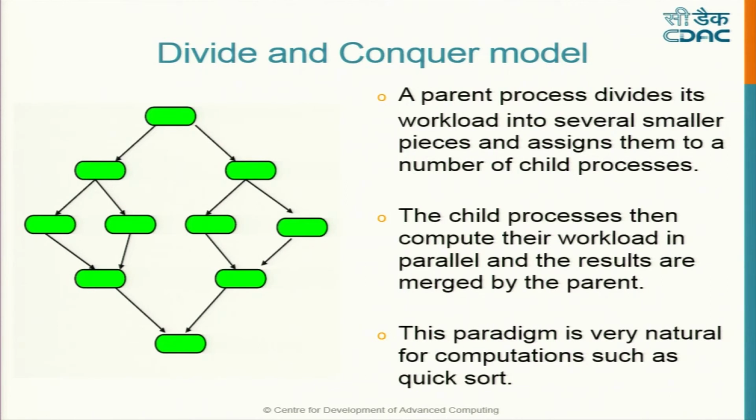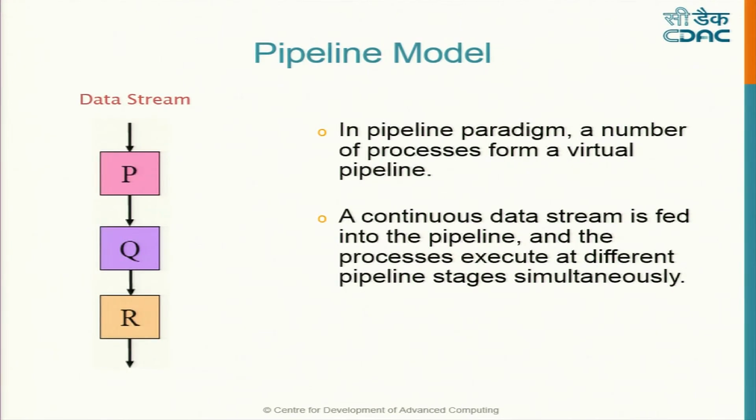Maybe you already did it on a single processor, where it was done through threads. But now imagine you have many different processors, so that you are not time slicing a single CPU, but giving the work to multiple processors. So this divide and conquer is another model. Then there is the pipeline model.